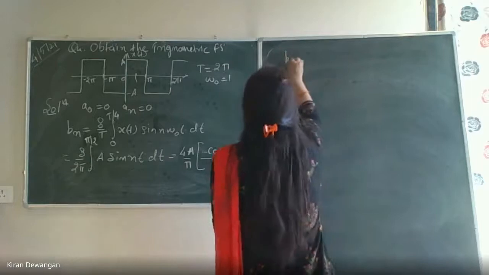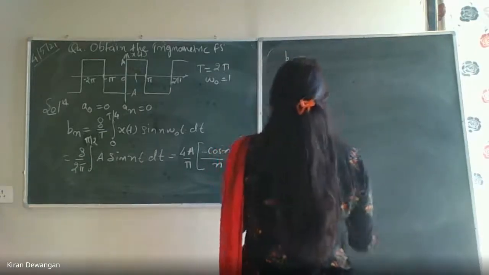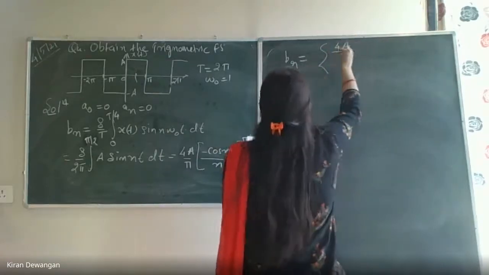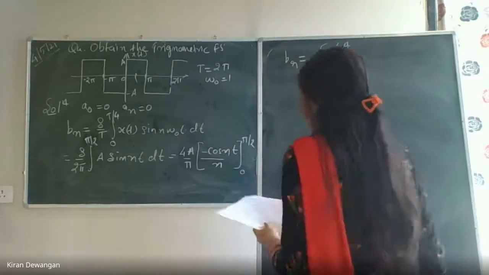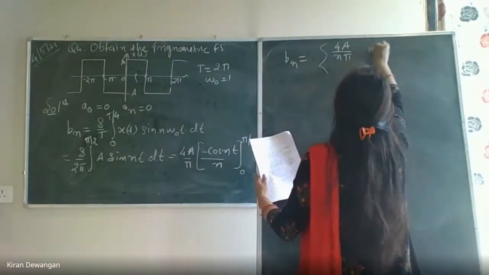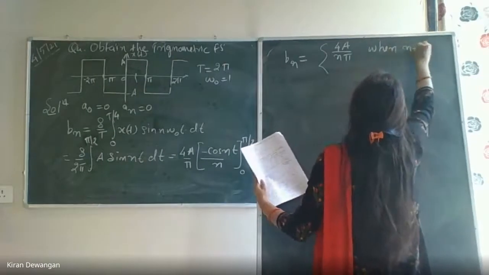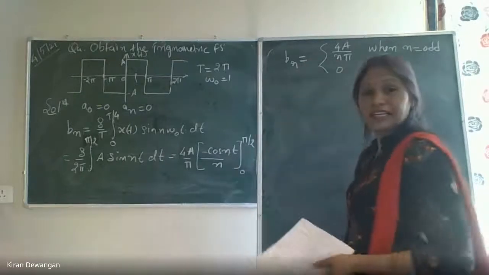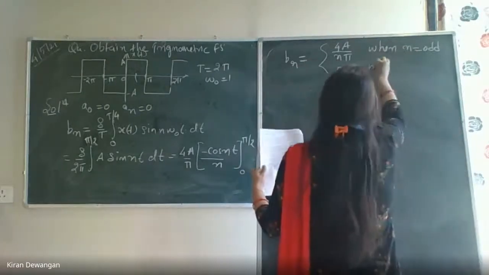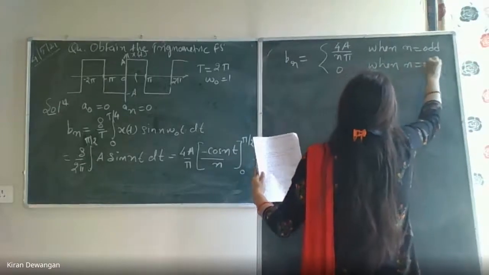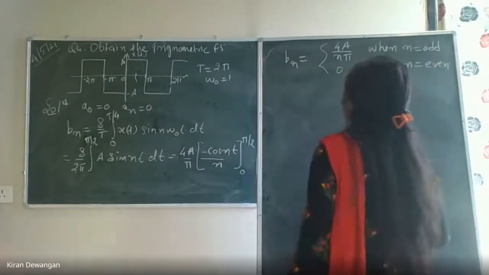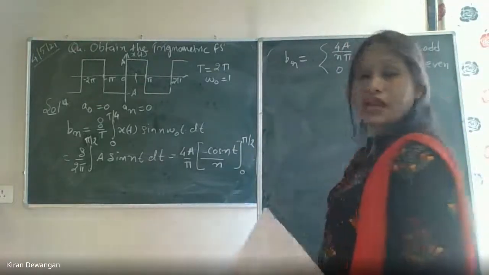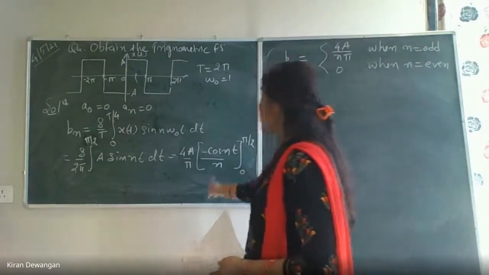So if we write b of n, finally I am writing the answer. It will be 4A by n pi when n is odd, for odd values of n, and it is completely 0 for even n. Okay? So this is the value of bn for odd values of n, and it will be 0 for even values of n. That is what we'll be getting by solving this one.